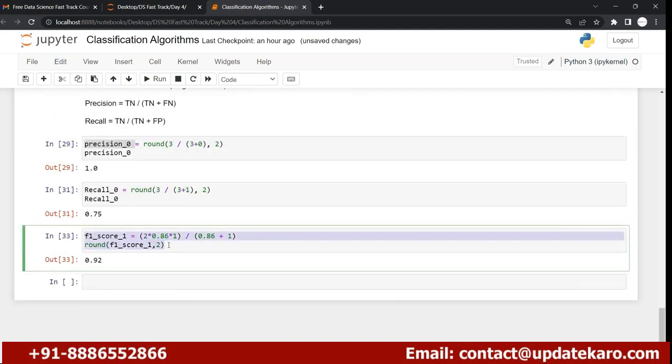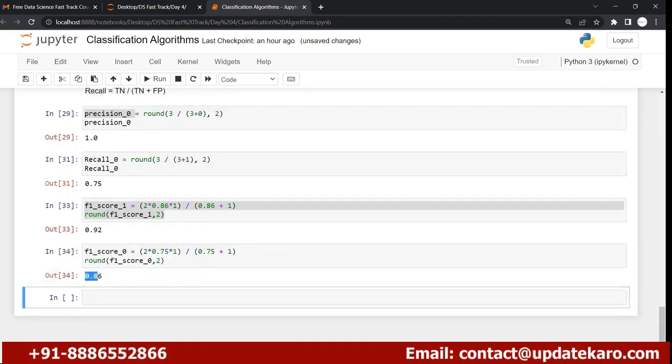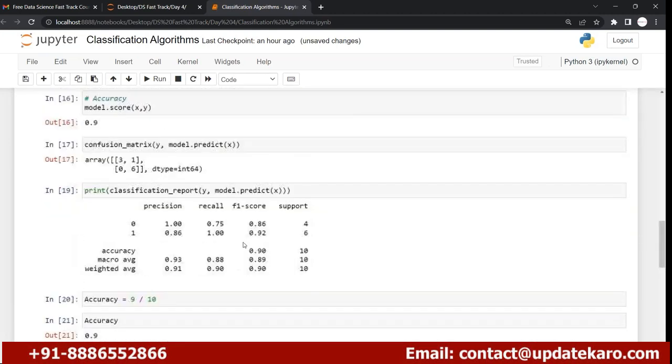You can use the same thing to find out the value for class 0. Now you can simply use the value 0.75 instead of 0.86, run this, enter this, and here you will get 0.86. So 0.86 and 0.92 are the same values which we got over here.